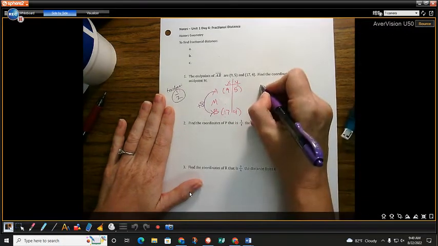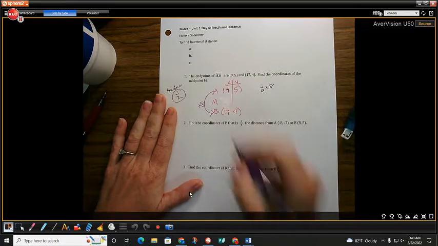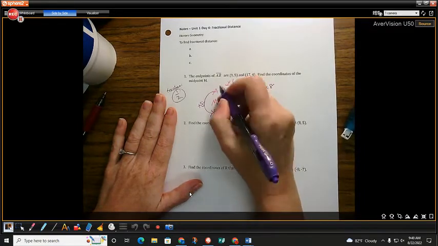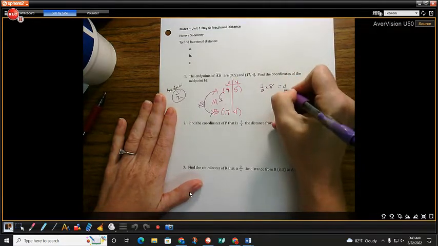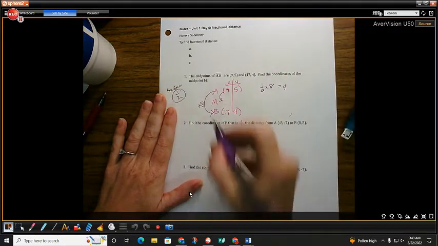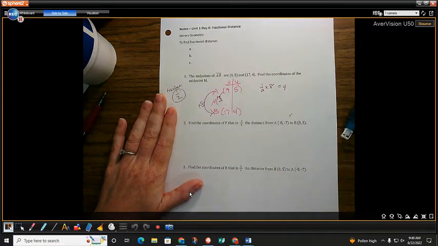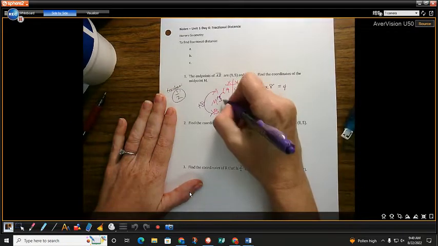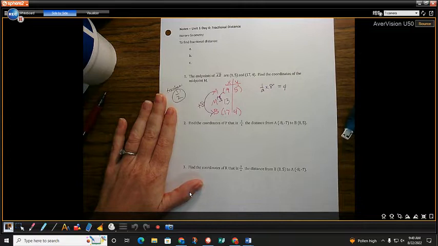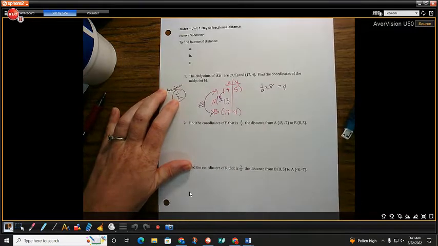So for the midpoint, I need to go half of 8 to get up to my midpoint. So how much is half of 8? 4. Which direction will I be going? Up. So I'm going to add 4 to my 9 to get to just the midpoint. And where do I land when I add 4 to 9? 13. Does it seem to make sense that 13 is halfway in between 9 and 17?